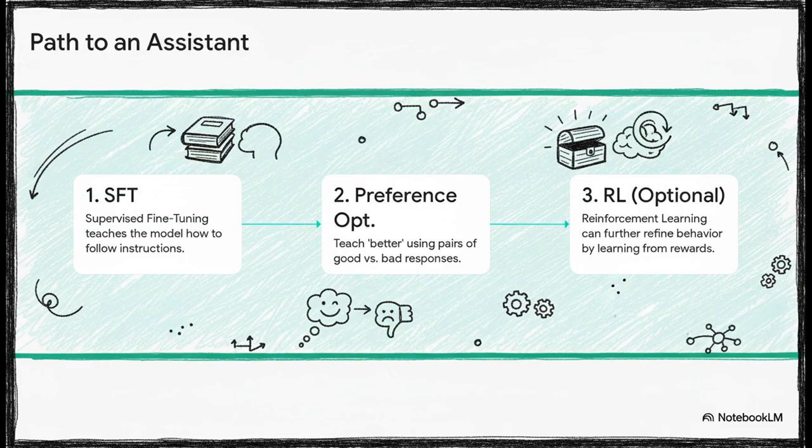First comes supervised fine-tuning, or SFT. This is where you feed the model thousands of high-quality examples of instructions and perfect responses to teach it how to follow directions. After that, you move to preference optimization. This is where you teach the model what better actually means from a human perspective, usually by showing it two different responses and telling it which one we prefer.